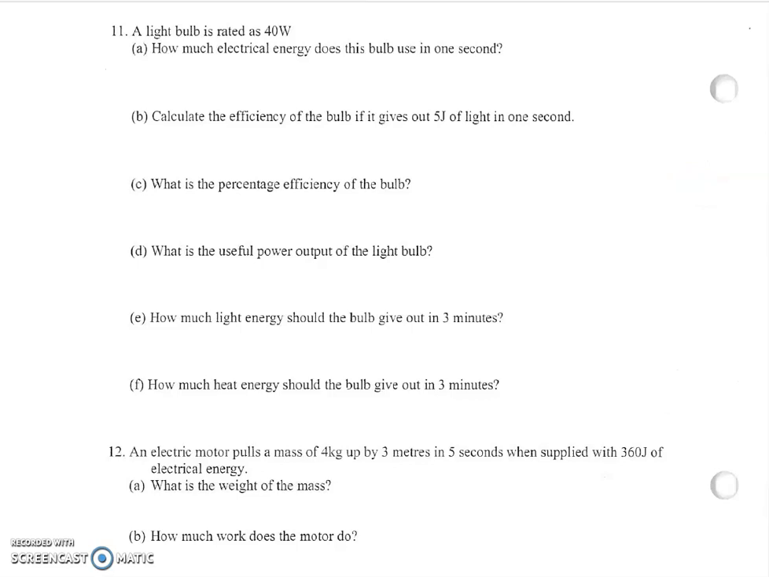For number 11, a light bulb is rated at 40 watts. That is giving us the power. It wants to know how much electrical energy this bulb uses in 1 second. When it asks for how much electrical energy, that is asking us for work. The equation is power equals work, and on that previous page it had it listed different ways. I'm just going to write it as work, energy change, divided by time. So what we have to do is rearrange this for work.